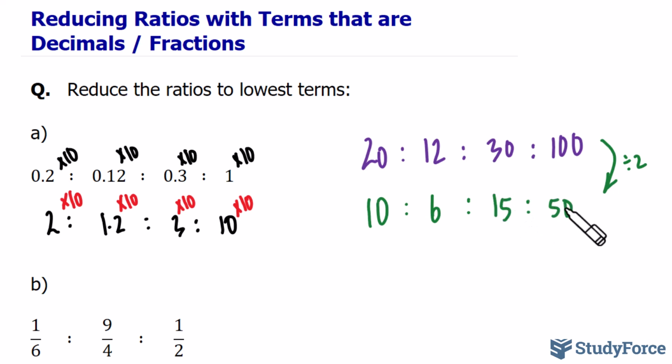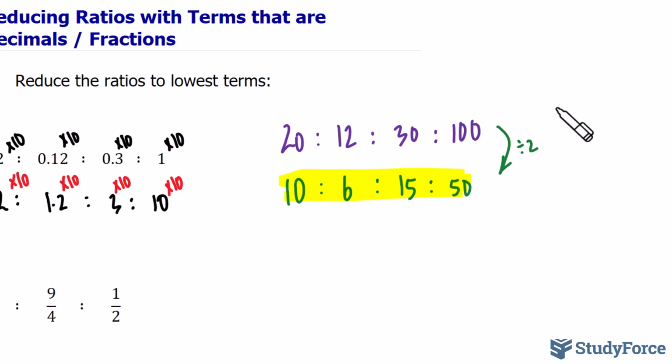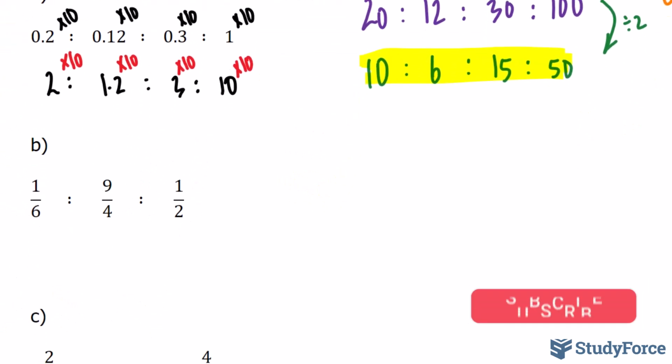And at this point, there is no divisor other than 1 that divides all 4 of these terms. This is our reduced ratio in lowest terms. We can also point out that this 2 is the greatest common divisor, or the GCD. Let's move on to question B.